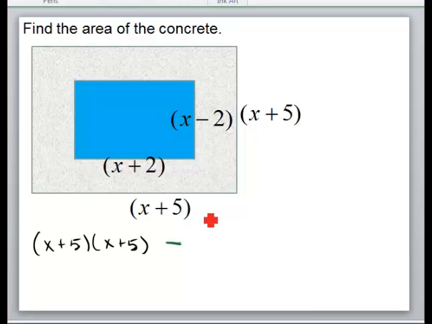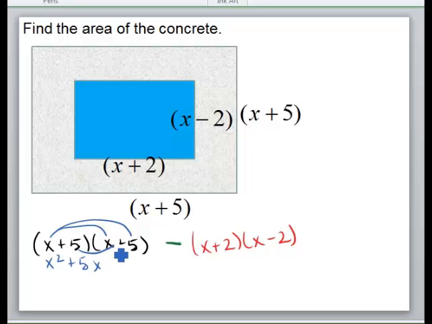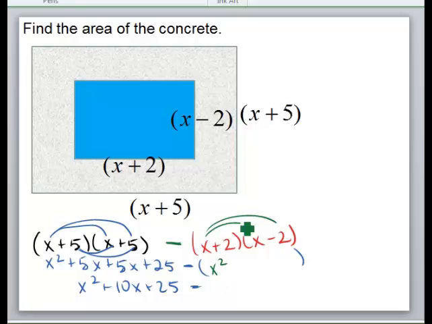Write the area of the pool as x plus 2 times x minus 2. So FOIL out or multiply these together, which gives me x squared, 5x, 5x, and then 25, for a total of x squared plus 10x plus 25. Now I'm subtracting off, okay, I have to put this in parentheses, what I get when I FOIL here. So I've got x squared, and then I have a negative 2x, I have a positive 2x, and a negative 4. And now I'll distribute my negative through, so I get a negative x squared. Negative times negative is a positive 2x.